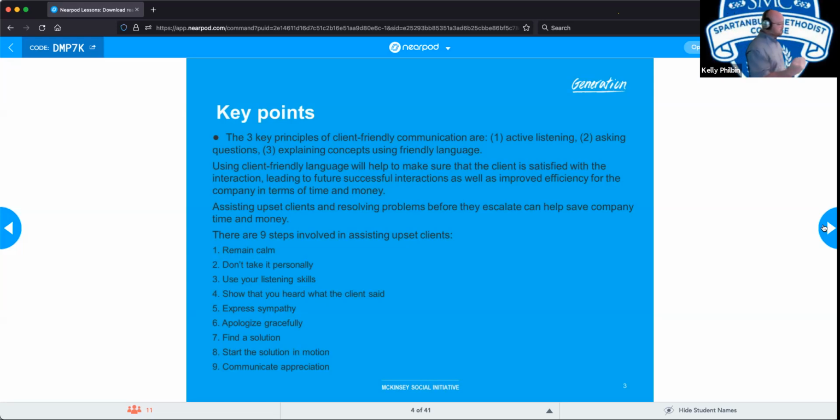Express sympathy. Understand that they are going through a rough time. So you do need to give them a little bit of latitude with regards to how they're acting and stuff like that. Not excessively, but obviously to a minor degree.